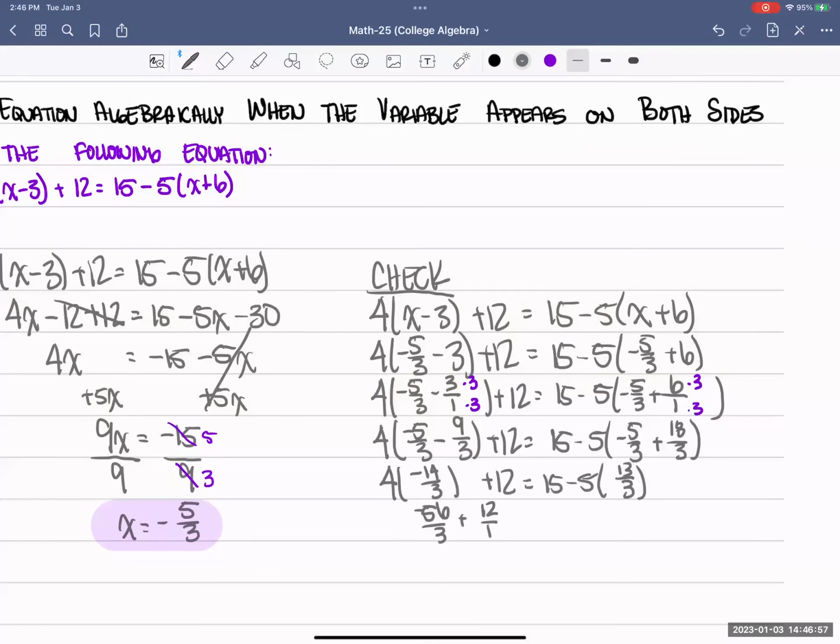We'll put this over 1, so we could do the fractions here in a minute. And negative 5 times 13. That's negative 65 over 3. And multiply top and bottom by 3 here, and here as well. So negative 56 over 3 plus 36 over 3 is equal to 45 over 3 minus 65 over 3.